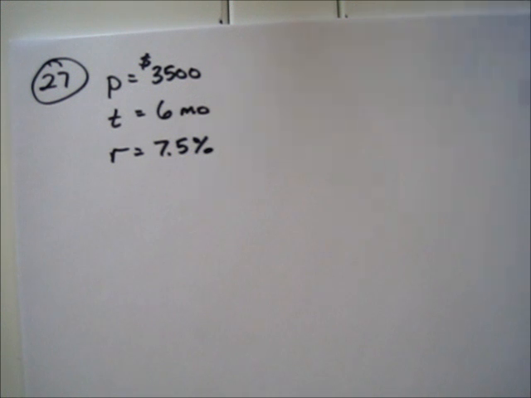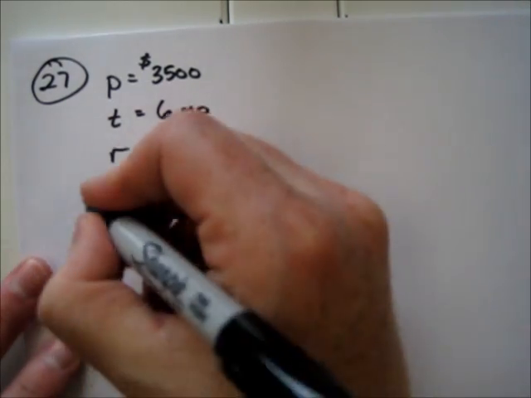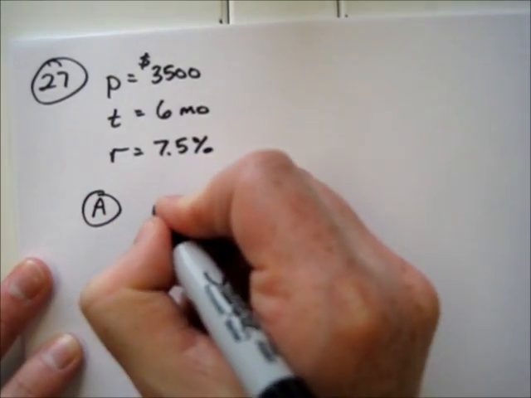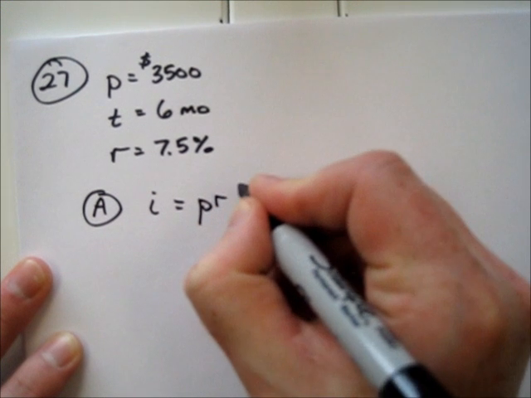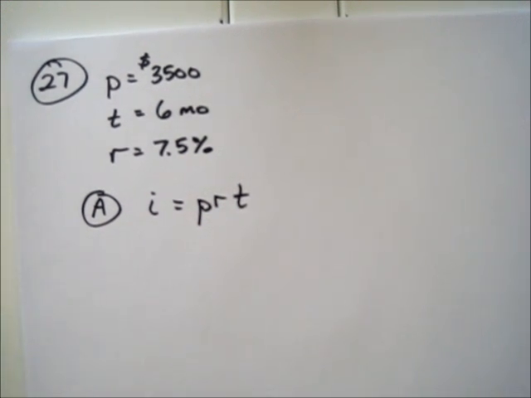And we're instructed to figure out what rate of simple interest. Or at least we notice that we're dealing with simple interest. The 7.5% is a simple interest problem. So that should clue you in to the fact that we are going to use in part A the simple interest formula, I equals PRT.